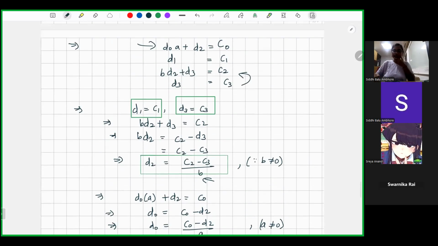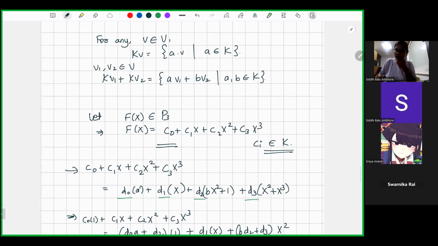So when I'm saying that this is my general polynomial, it means if I pick any polynomial from P3, it is essentially of this form, right? These CIs are some coefficients from my base field. If I'm talking about Rx, the coefficients are from real numbers. If complex, I don't care.